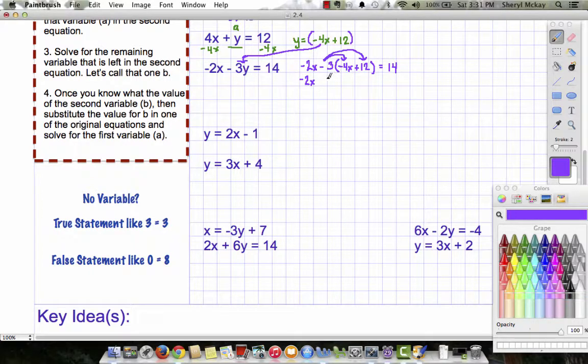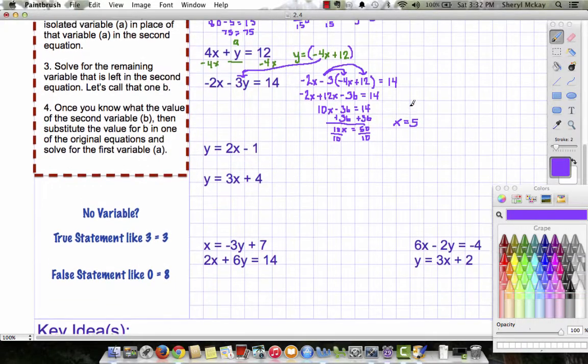So negative 3 times negative 4x is a positive 12x. And negative 3 times a positive 12 happens to be a negative 36. And that's equal to 14. You should have combined your two like terms. Negative 2x plus 12x makes a positive 10x. And then you have minus 36 equals 14. You can add 36 to both sides because we're solving for x. And you should have 10x equals 14 plus 36, which is 50. Divide both sides by 10, and you get x equals 5.